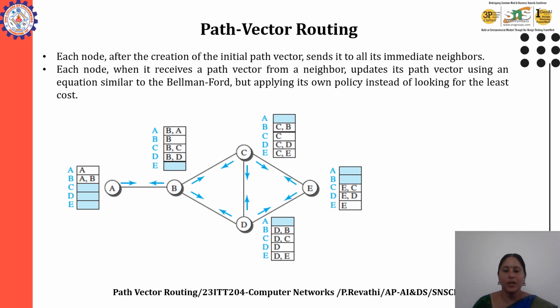Let's say you hear from your friend that a new route opened up. Normally you would just take it, it is faster. But maybe you have a rule like only take highways or avoid downtown after 5 p.m. So you update your route based on your personal rules. In networking, routers do the same with path vector routing. They apply their own logic, not just what is the cheapest or fastest.